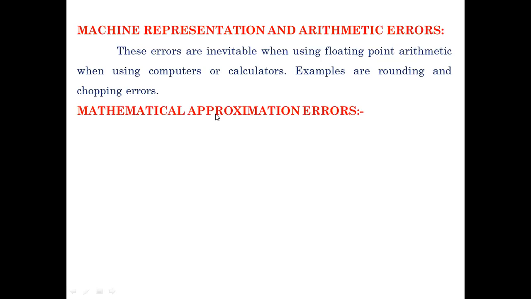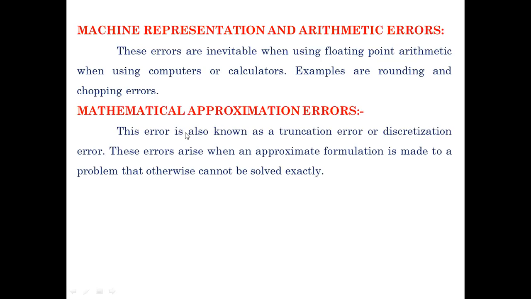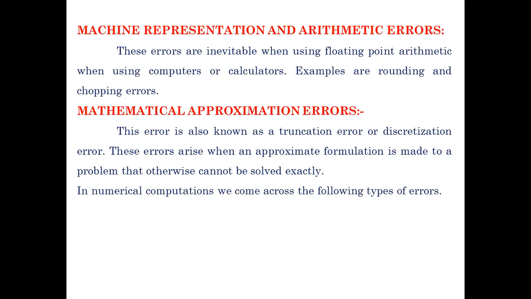The mathematical approximation errors. This error is also known as a truncation error or discretization error. This error arises when an appropriate formulation is made to a problem that otherwise cannot be solved exactly. Suppose we divide 1 by 10, it goes to 0.0000 and so on. So we can correct the errors.